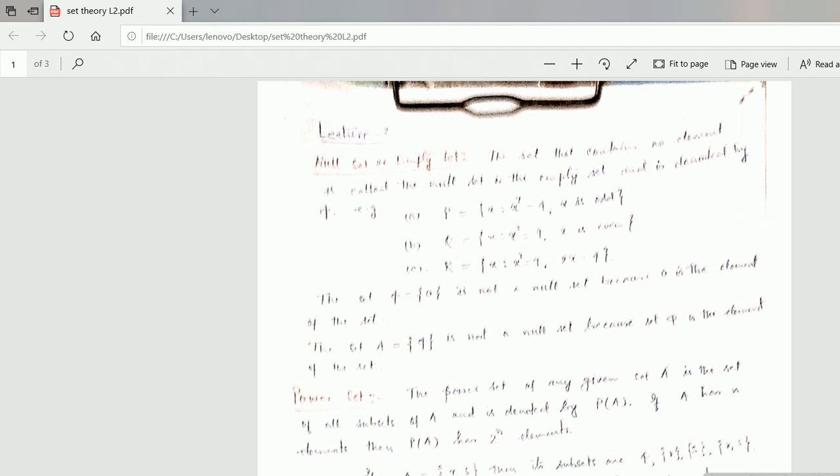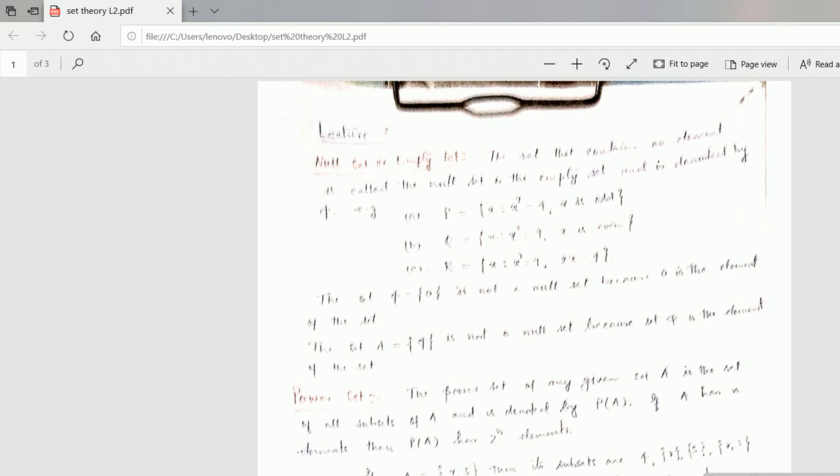Similarly, you can see the example Q is equal to {x such that x squared is equal to 9, x is even}. Now x is equal to plus or minus 3, and it says that x is even, which is not possible here. That means there is no even element, so this is an empty set.